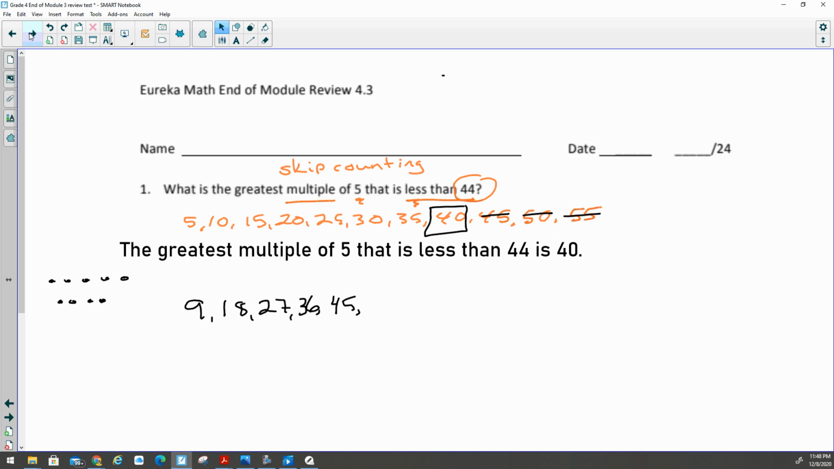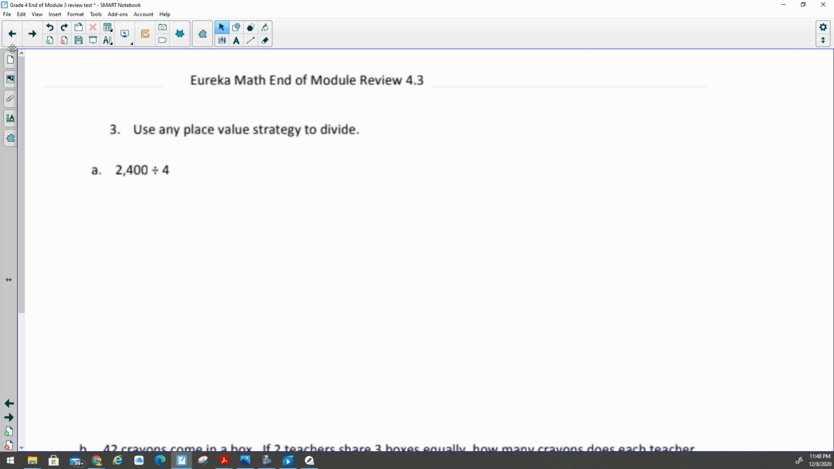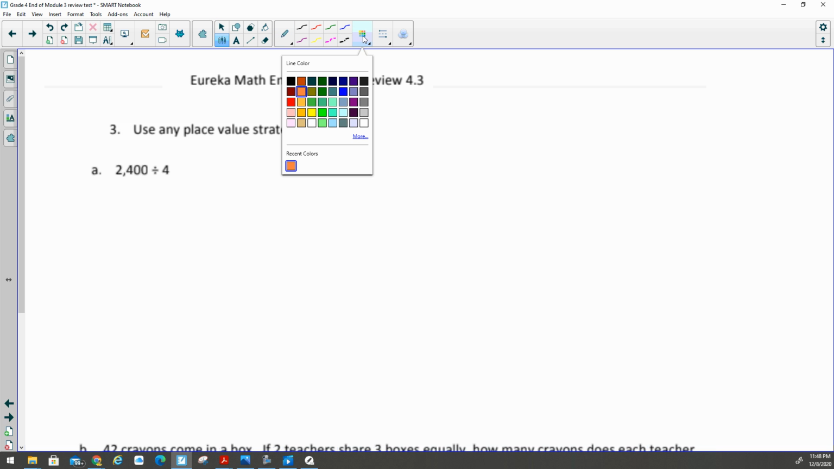I did a video for number 1 and for number 2, but this video is about number 3. Number 3 says to use any place value strategy to divide, right? So that means you get a choice, which is almost a problem because we've learned so many ways to divide, right? So we have 2,400 divided by 4.